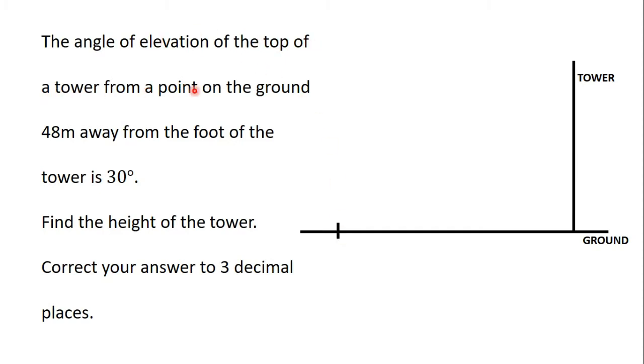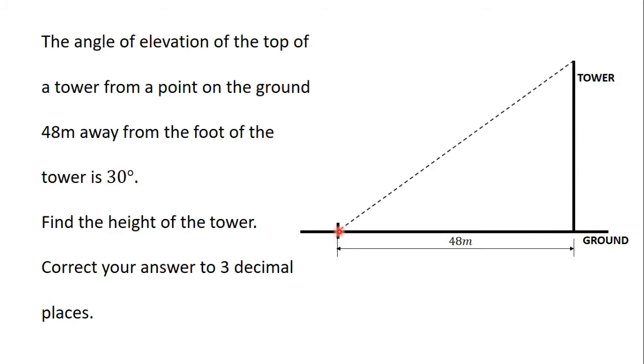The angle of elevation of the top of the tower from a point on the ground 45 meters away from the foot of the tower. So the question says that this point here is 45 meters away from the foot of the tower. So between this point and the foot of the tower, this is the tower, so here will be its foot. Between this point and the foot of the tower is 45 meters. Then it says that the angle of elevation of the top of the tower from this point here is 30 degrees. So from here, if this is the horizontal, the angle of elevation of the top of the tower from this point here is 30 degrees.